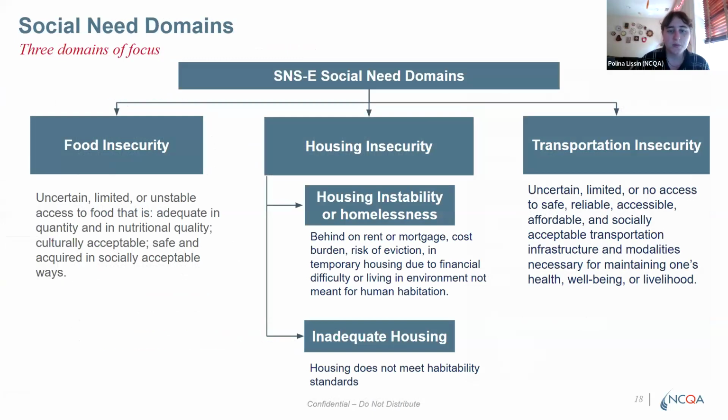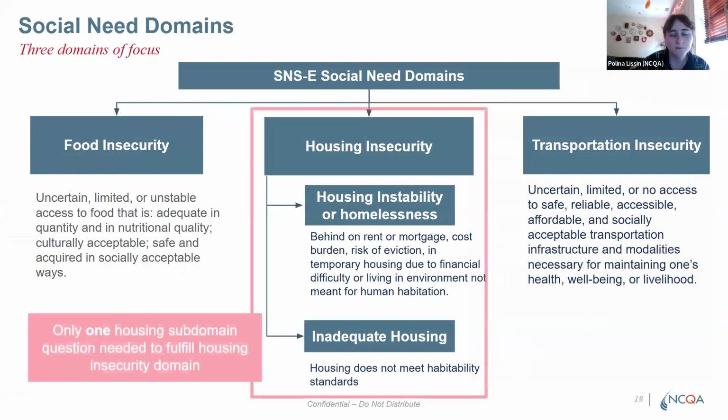Our current measure has 3 domains, which are food insecurity, housing insecurity, and transportation insecurity. Next slide. And to clarify, housing instability, homelessness, and inadequate housing are subdomains of the general housing insecurity domain. And to fulfill the measure requirements, plans are required to ask at least one housing-related question that is under the housing insecurity domain, not necessarily about all 3 subdomains. Next slide.